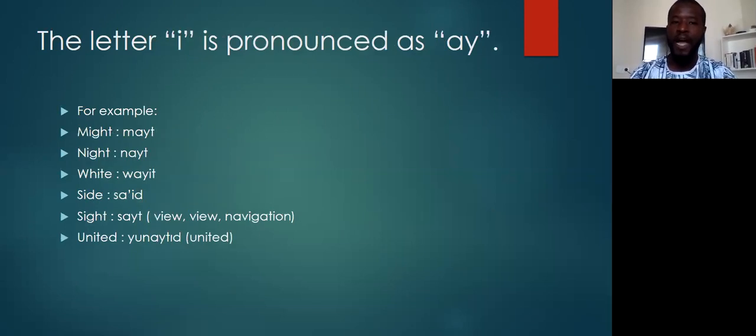And we go on here. The letter I is pronounced as I here. For example, you can say might, night, white, sight, and unite, united, okay? So here, the thing that we have to emphasize is the letter I, you will pronounce it like I right there. So you can pronounce it like I, okay? United, sight. So this is the letter I.